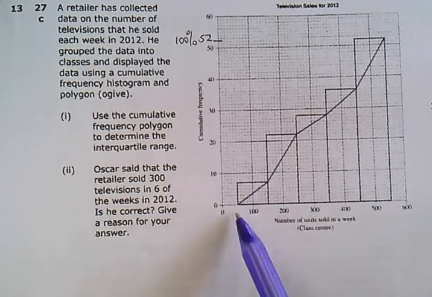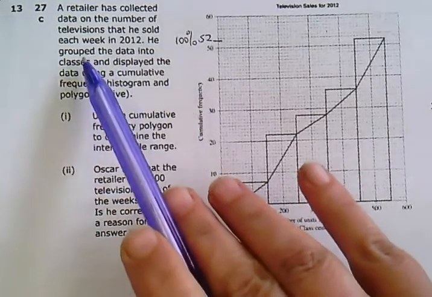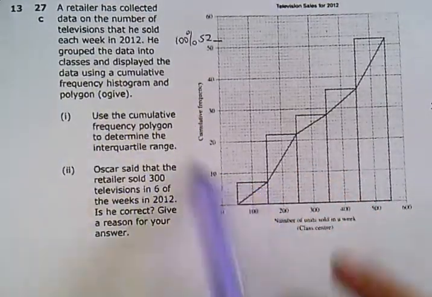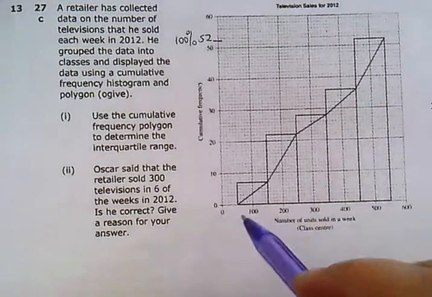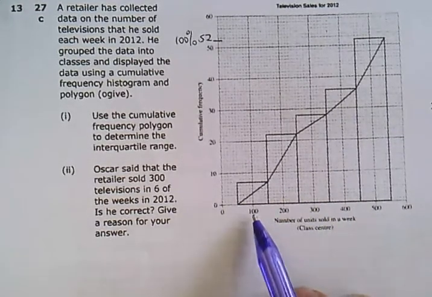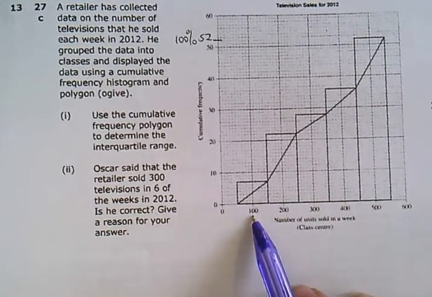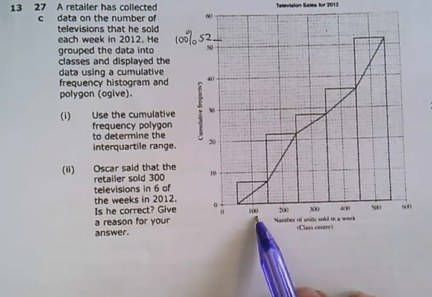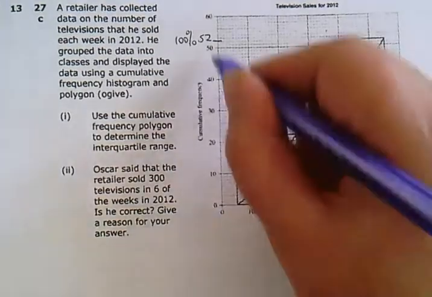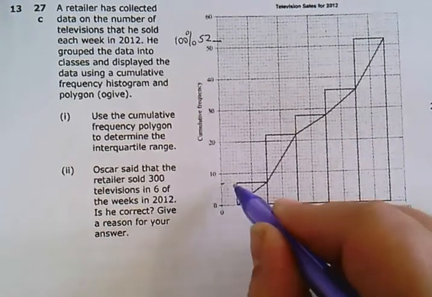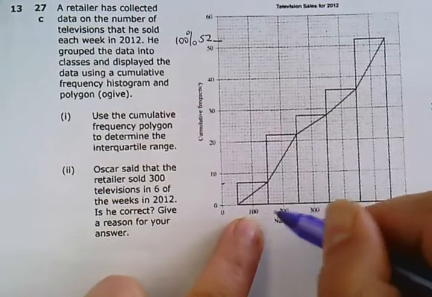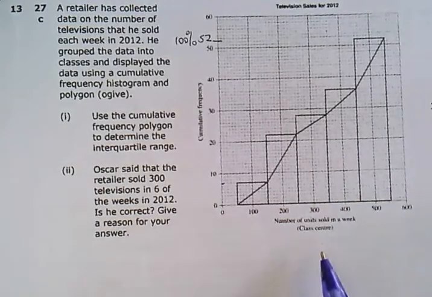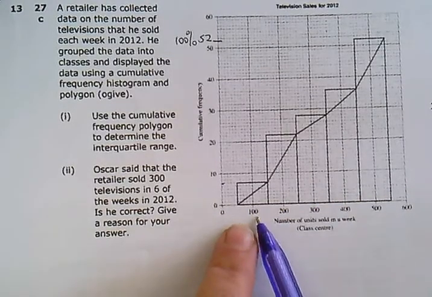He grouped the data into classes and displayed the data using a cumulative frequency histogram and polygon, which is the line graph. Now, notice that 100 is the center of this data. It doesn't mean that exactly, and remember there's 52 weeks of the year. It looks like this is 7 weeks. It looks like 100 TVs, but it's not exactly 100. That's the class center 100.